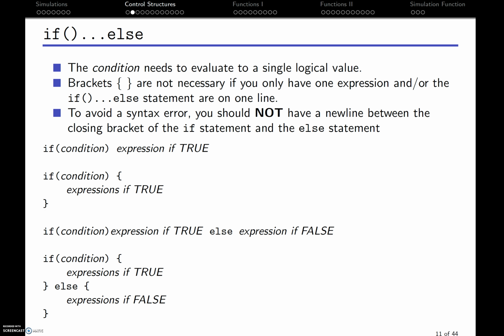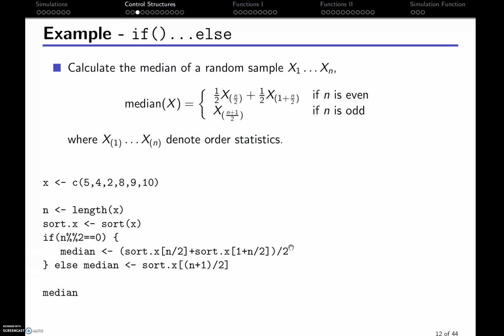We can get a little bit more complicated than the original by adding an else statement. So here we still have if condition, that expression gets evaluated if true, but now we have else, another expression that gets evaluated if the condition is false. This just gives you two different sets of operations that could be performed based upon this conditional statement. Also, just like above, we can incorporate the curly brackets so we can have multiple expressions if true and multiple expressions if false. Here's an example.